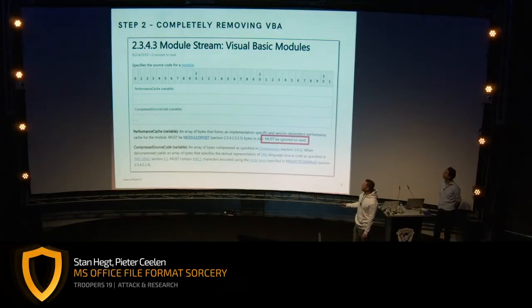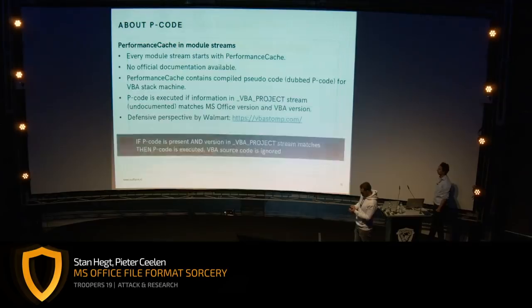The performance cache, what the heck is that? A really vague sentence that's here. There's no additional explanation except from this vague sentence, and it says, must be ignored on read. Well, I promise you, Office is not ignoring this on read. This is where they're deviating from their own specs. Yeah. So what is this performance cache?